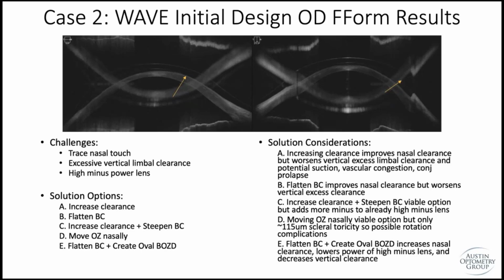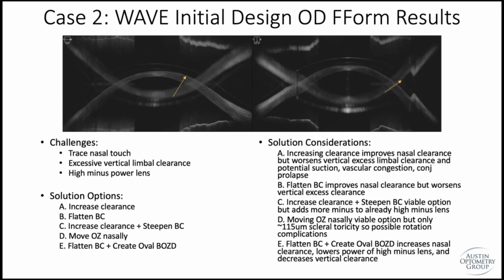We have different things we can consider. One consideration is we can just increase the clearance, right? That's the simplest thing to do. Normally it works on our lenses when we have a little bit of touch. We just raise the height of the lens, basically we increase the clearance. That does fix that nasal touch, but the problem is that it worsens the limbal clearance in the vertical, maybe even exacerbating some of that vascular congestion and stress on that limbus area. So maybe not the most ideal option.